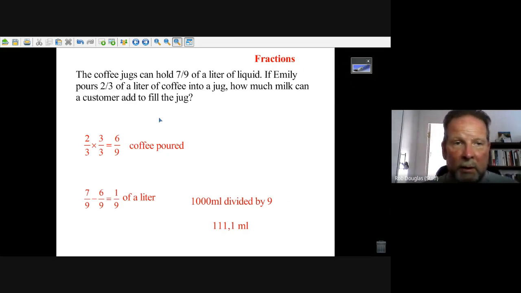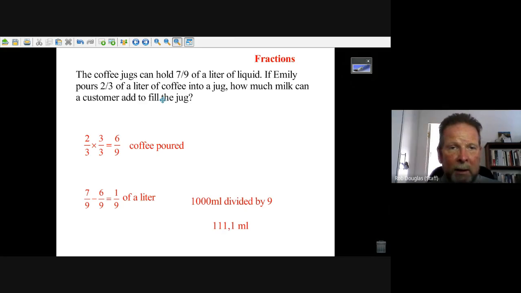Okay, the next question is just fractions. Okay, so we're going to look at it. This person works at a coffee shop, and their coffee jugs can hold 7/9 of a liter of liquid. So there's these big things they use to pour coffee. Well, if Emily pours 2/3 of a liter of coffee into a jug, how much milk could you add to the jug if you wanted to have coffee and milk there so that it would fill the jug?